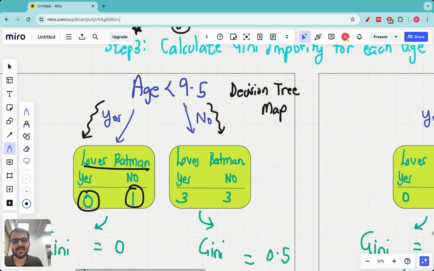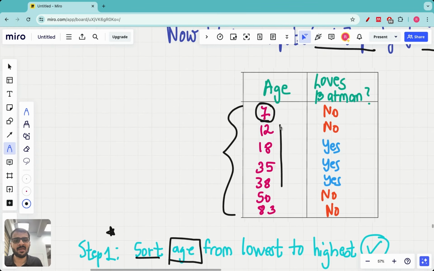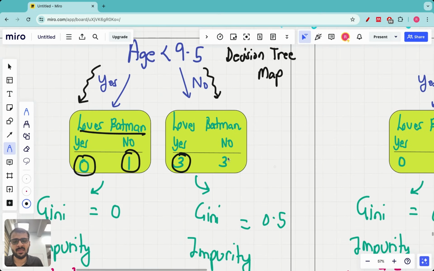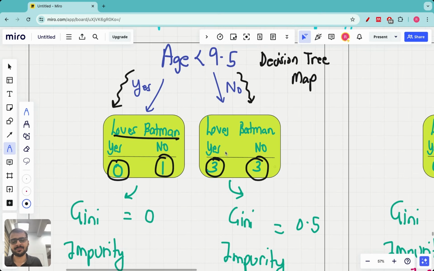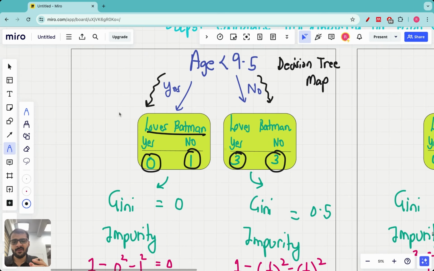Similarly, if I'm in this category, which means age is greater than 9.5, then it's all of these, right? So there are three no's, 1, 2, and 3, and there are three yeses. So I'll write here three yeses and three no's. Remember, when we find Gini impurity, it's defined for every leaf. So here the left leaf I'm calling leaf number 1, and the right leaf I'm calling leaf number 2.